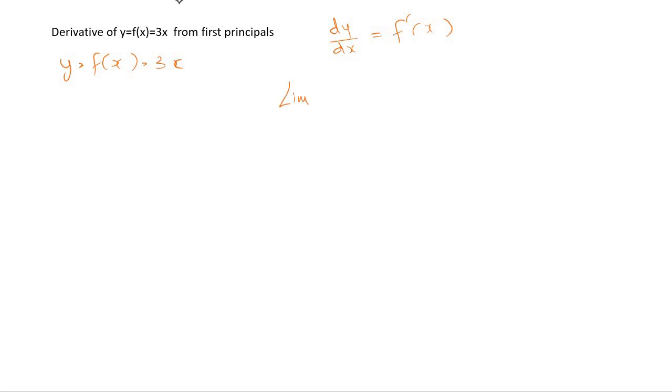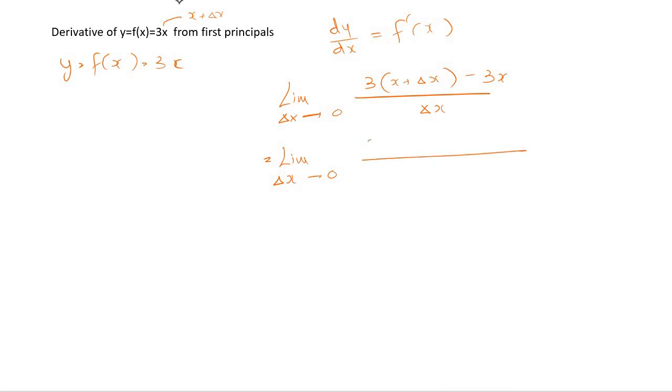We have the limit as delta x tends to 0. For this x, we substitute x plus delta x, right? So we say 3 times x plus delta x, and we subtract the function, minus 3x, and divide by delta x, and this is equal to the limit as delta x tends to 0 of 3x plus 3 delta x minus 3x over delta x.